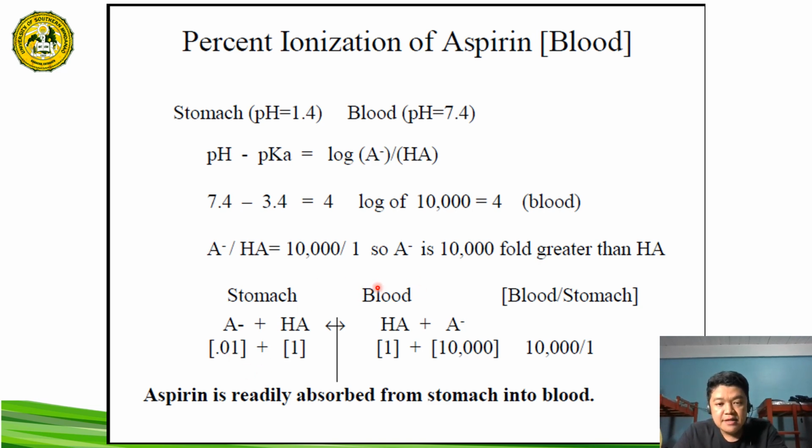In the blood, the predominant form of aspirin will be the ionized form. So 10,000. So how do we get the 10,000? We compute for our equation here. So pH is 7.4. We are going to subtract that with 3.4. So that is equal to 4. So 4 is equivalent to 10,000.